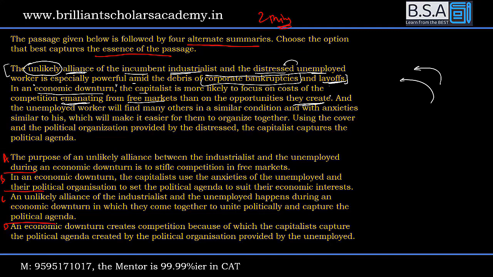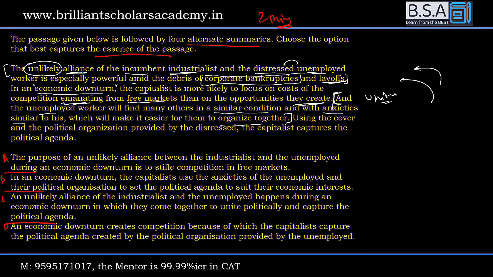Not opportunities. And the unemployed worker will find many others in similar condition and with anxiety similar to his, which will make it easier for them to organize together. Basically, this sentence is talking about the forming of unions, people coming together. The unemployed worker will find many people in a similar position, jobless, with similar anxieties, wondering where the next EMI will come from. Which will make it easier for them to organize together. So basically, people coming together.